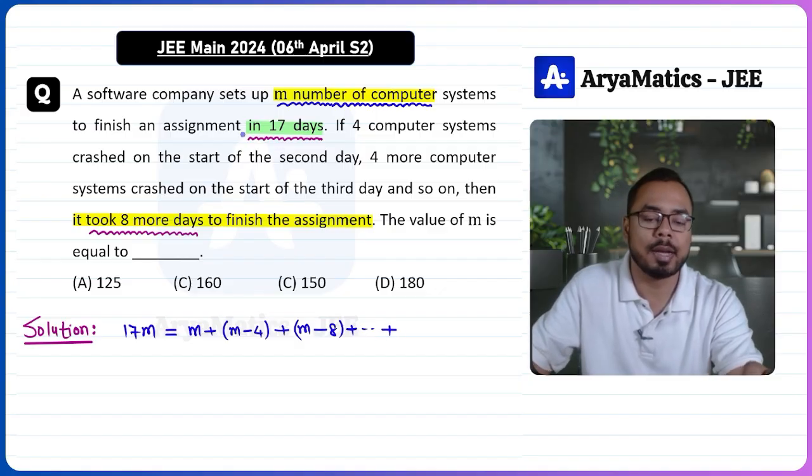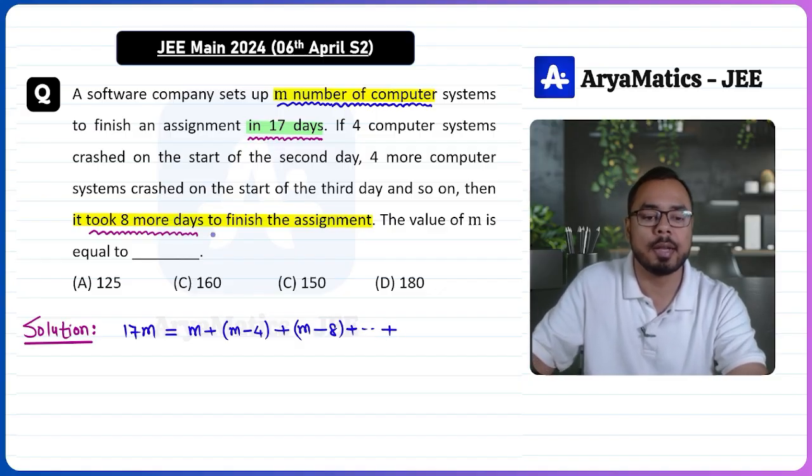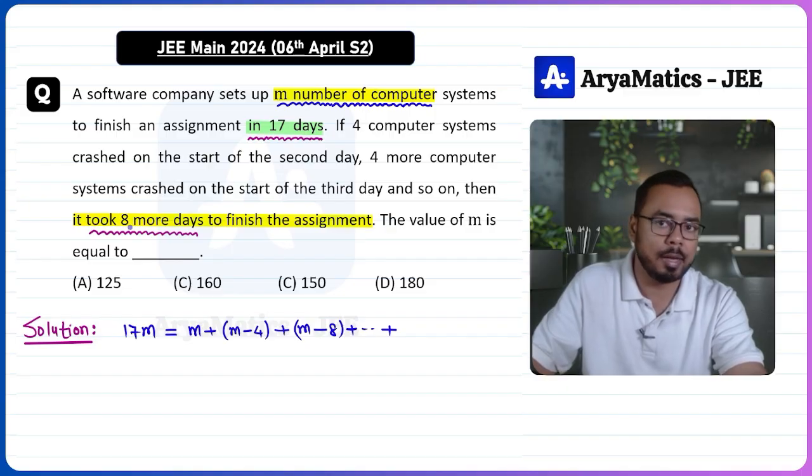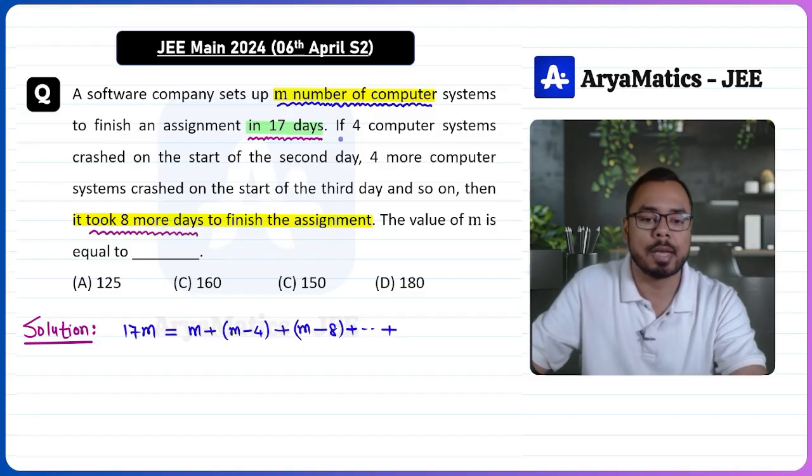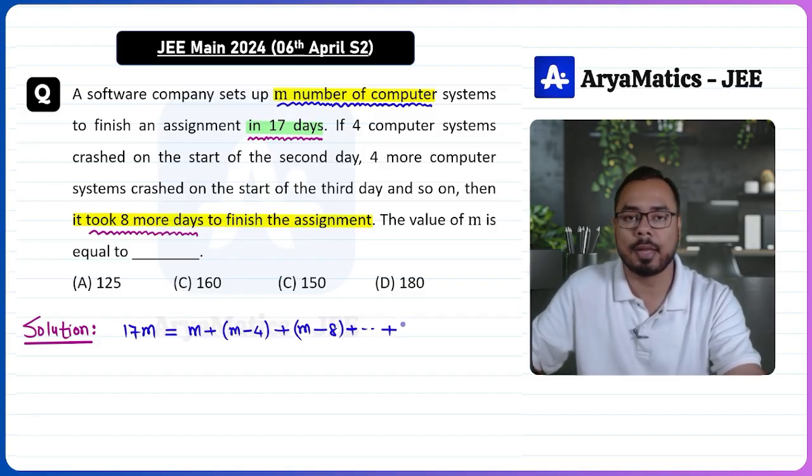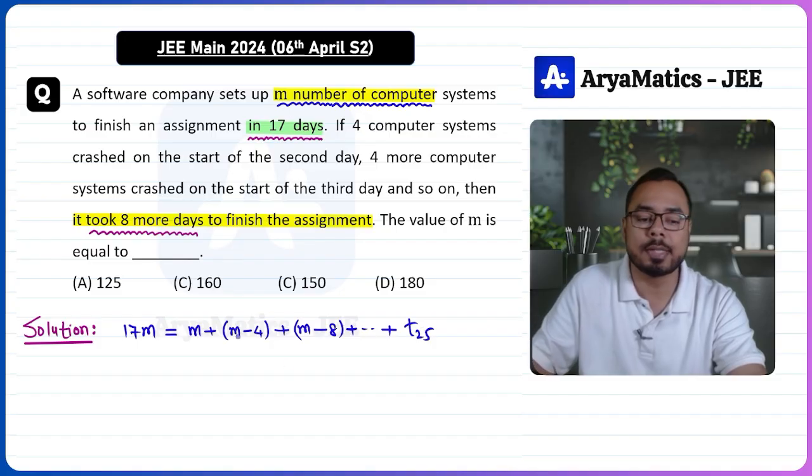Earlier, it was expected that work will be completed in 17 days, but now it will take another 8 days. It will take 8 extra days to finish the assignment. So, total number of days required, that will be 17 plus another 8, 25. So, in this AP, basically you have total 25 terms. So, this is the equation that we are getting.